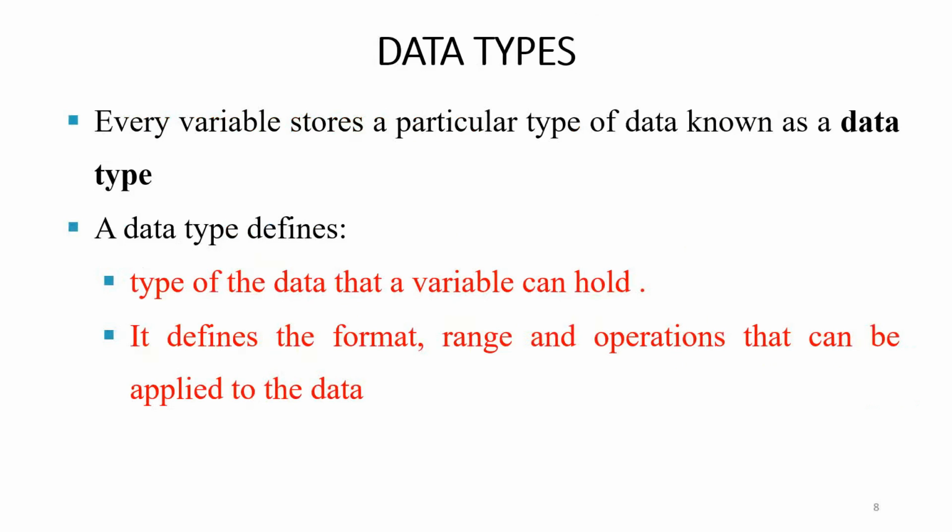Every variable stores a particular type of data known as a data type. The data type defines the type of value that can be stored, the format, the range of possible values, and the operations that can be performed on the data. Using appropriate data types ensures efficient memory usage and correct program execution.